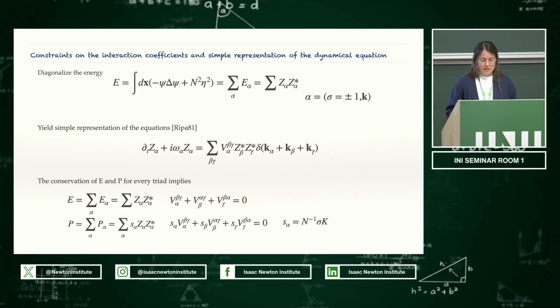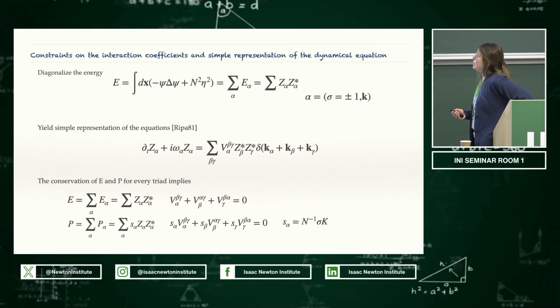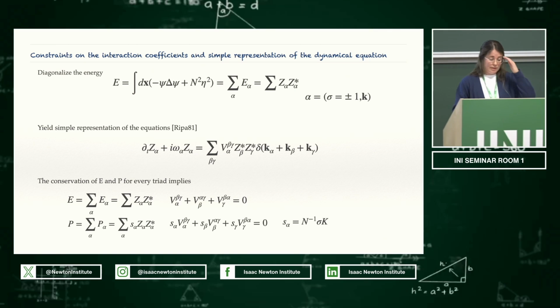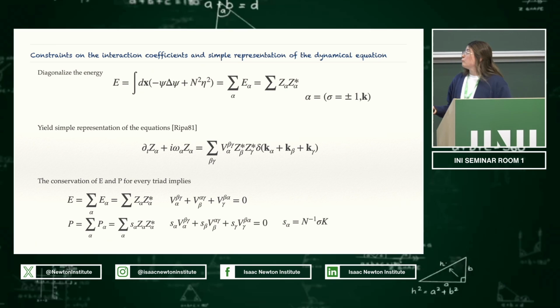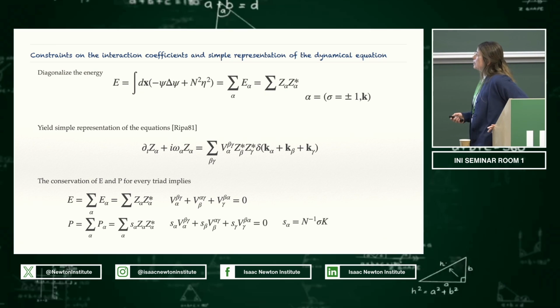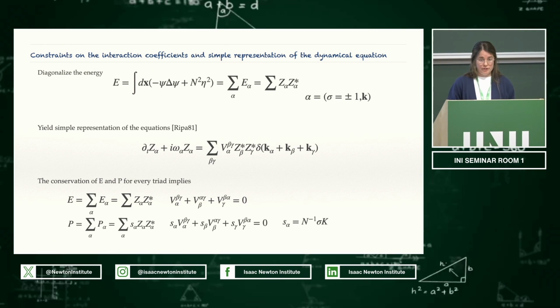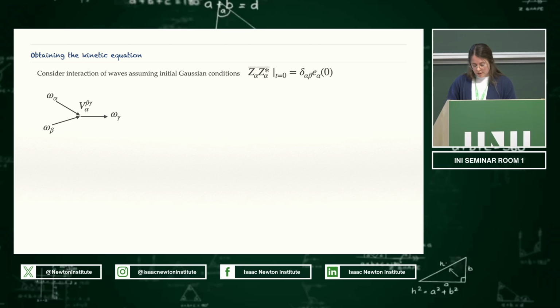These variables also diagonalize the energy, so they make our lives much easier when we try to write a kinetic equation. The representation of these equations in this form was already done in the 80s, but in a different context. One thing that is important to remember is that because these variables diagonalize the energy and the pseudo-momentum, which are two exactly conserved quantities, they yield constraints on the interaction coefficient.